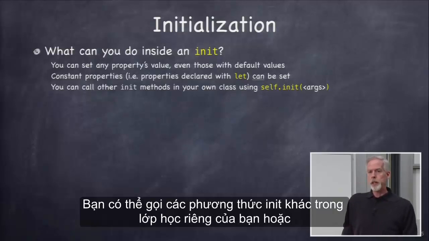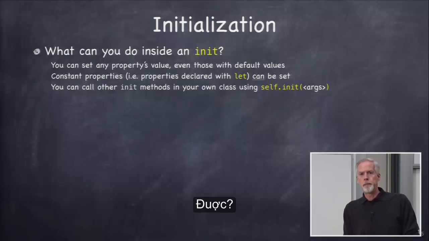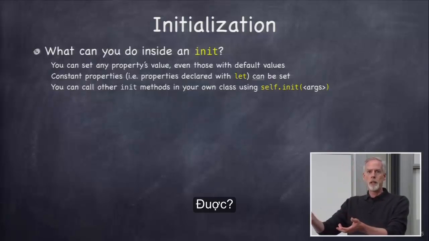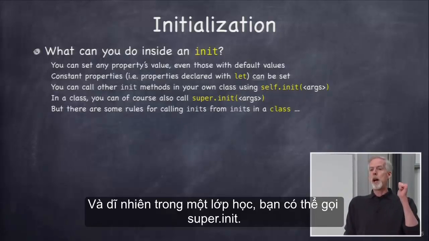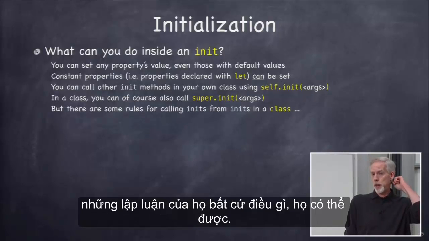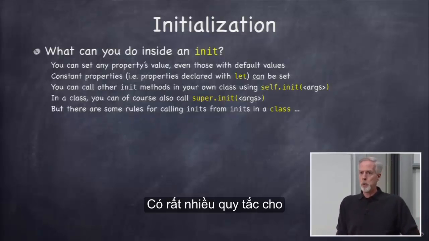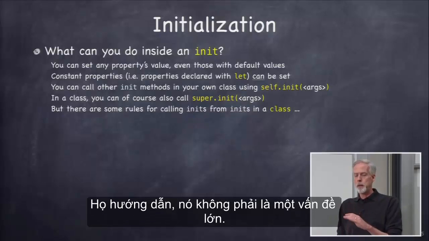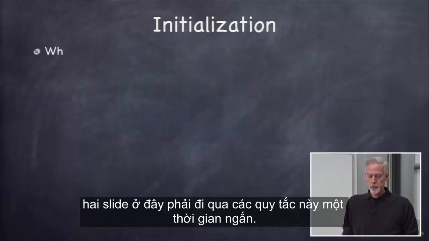You can call other init methods in your own class or struct using self.init, the ones that have different arguments. That sounds good. And of course, in a class, you can call super.init to call your superclass's initializers with their arguments, whatever they might be. However, big old humongous however on this one, there are a lot of rules for calling other inits, especially in classes. In structs it's not a big deal, but in classes there's a lot of rules, and we're going to take two slides to go through these rules briefly.